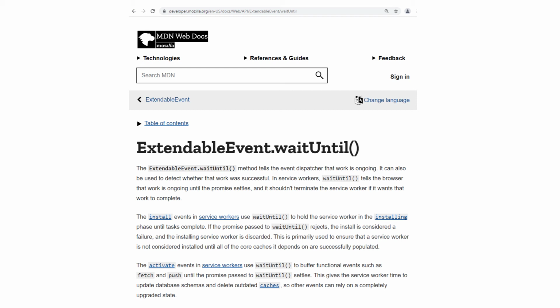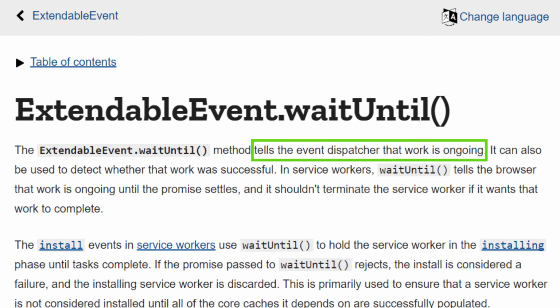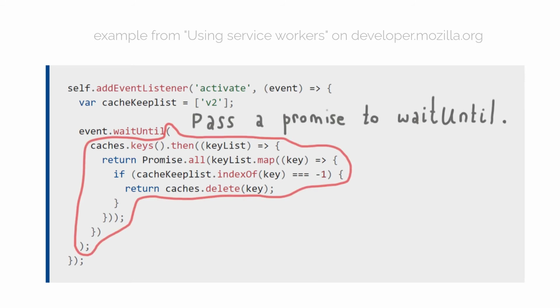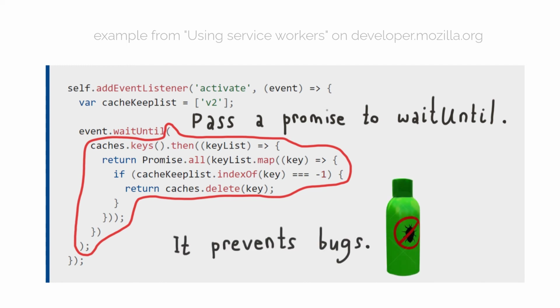So we have this event waitUntil method. As Mozilla explains it, waitUntil tells the event dispatcher that work is ongoing. If you are curious, you may try to read this and understand what it means. But I would recommend to forget this definition and just use this method when we need it. We need it inside an install and activate handlers. We have to wrap all the asynchronous work in a waitUntil call like this. So far my code worked absolutely fine without waitUntil, because it handles some weird edge cases which are really hard to reproduce. But still it's a recommended way of doing things.